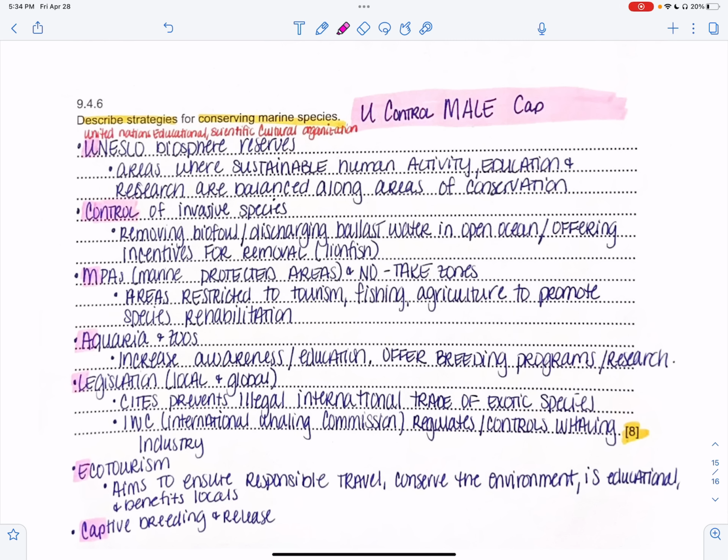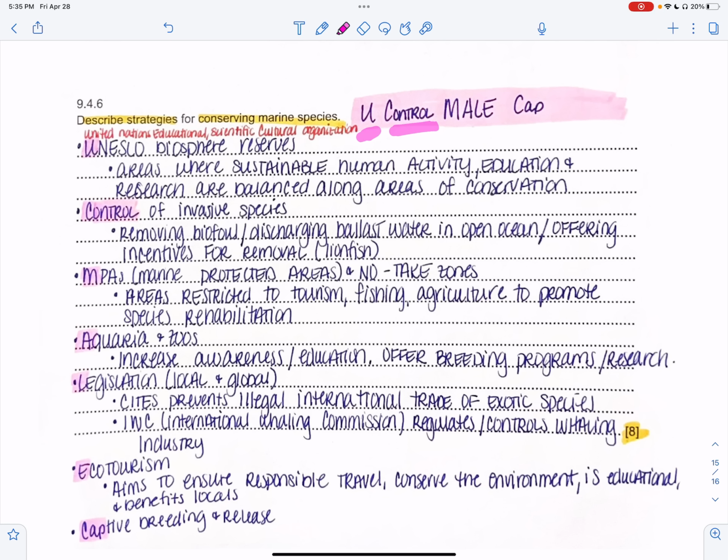So the U is for the UNESCO Biosphere Reserve. It stands for the United Nations Educational, Scientific, and Cultural Organization. These are areas where sustainable human activities, education, and research are balanced along with areas of conservation. I'm giving the description because I termed this "describe the strategies," although on the syllabus it does say discuss. The C, control, is for the controlling of invasive species.